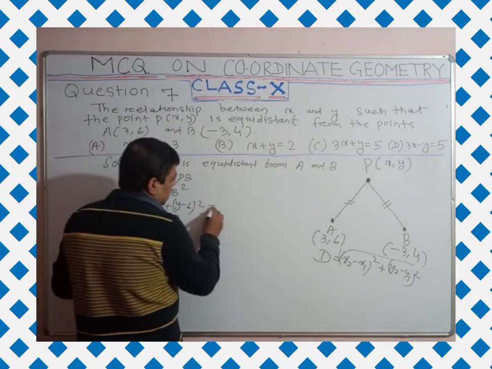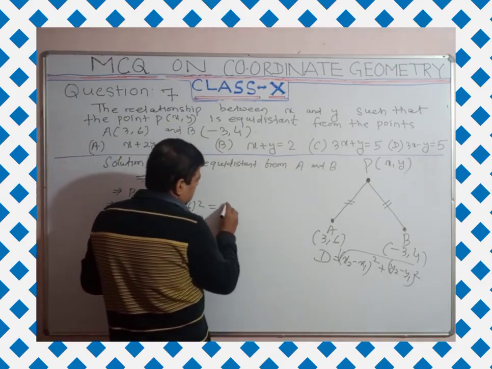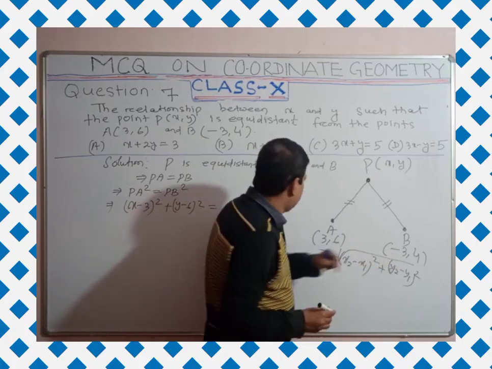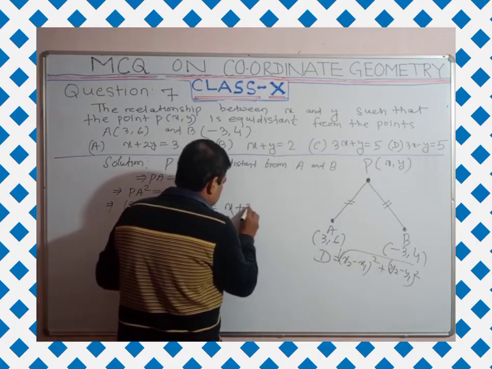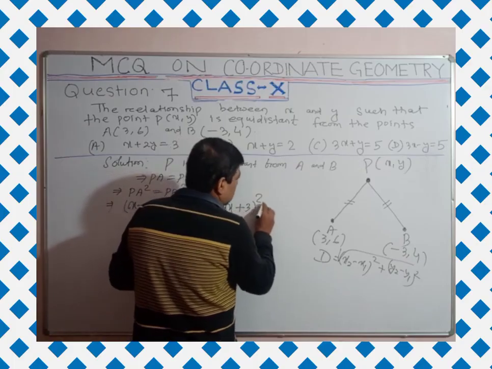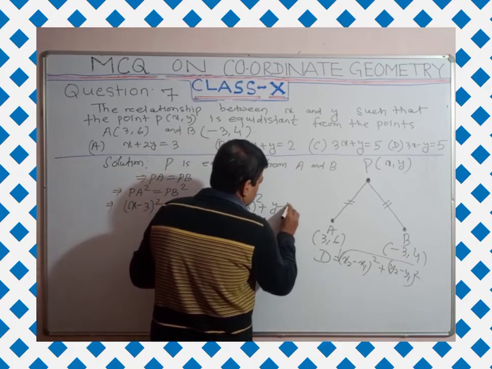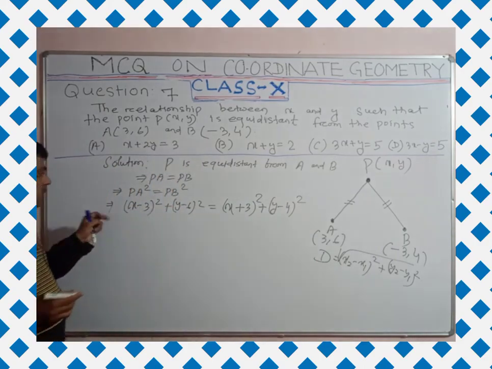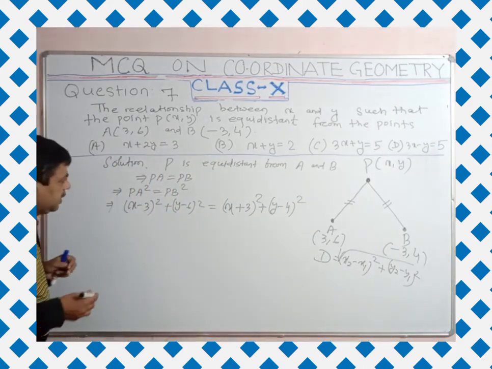Okay. Similarly, PB square. Similarly, x minus minus 3, it will be plus 3. (x plus 3) whole square plus (y minus 4) whole square. Okay. So if you simplify this, we shall get the desired relationship between x and y.